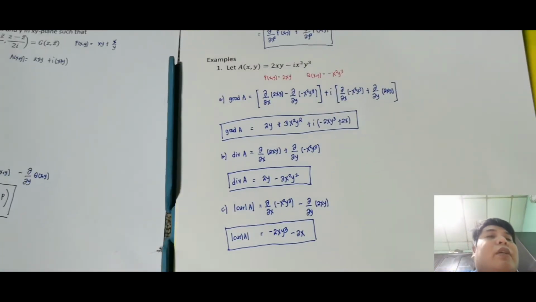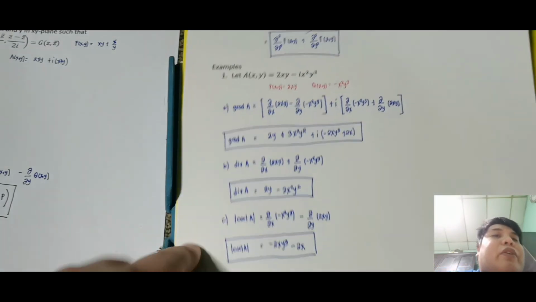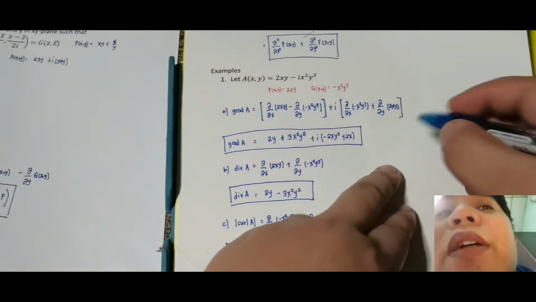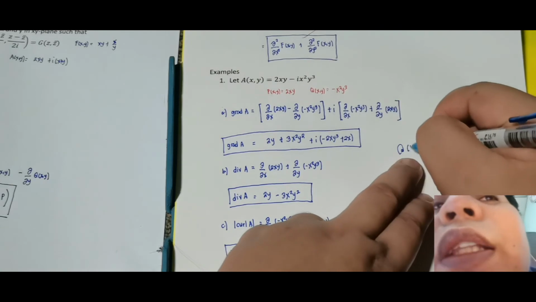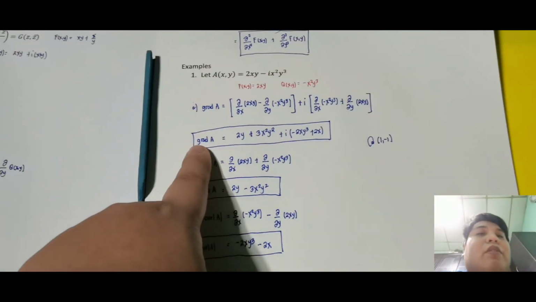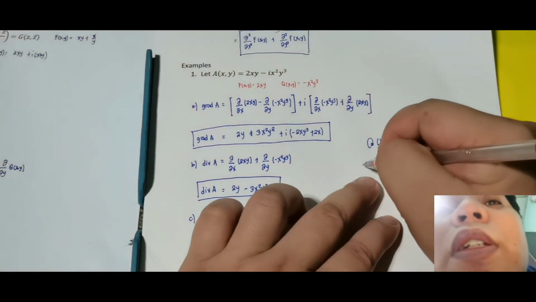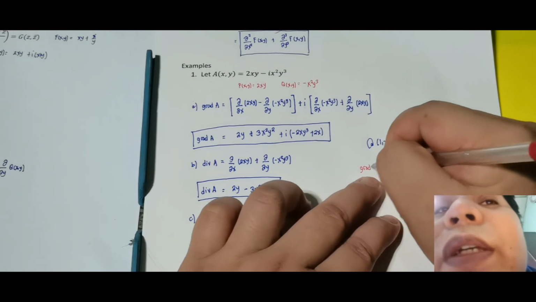Okay, ngayon, ito yung mangyayari. Kunyari, sinabi, hanapin mo yung gradient, divergence, saka curl at specific point. Kunyari, nagsabi lang, at 1, negative 1. Ano mangyari? Yung gradient of A, magbabago yan. So, after mo makuha yung gradient of A, sasubstitute ko yung value na x and y. So, dito, yung gradient of A natin, magbabago.